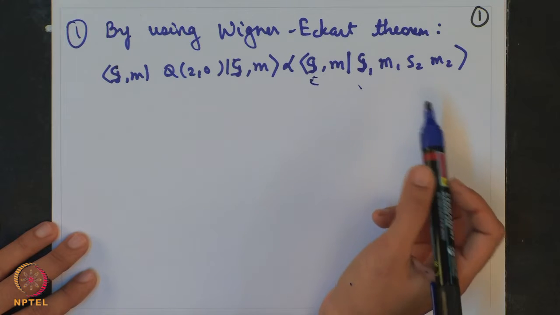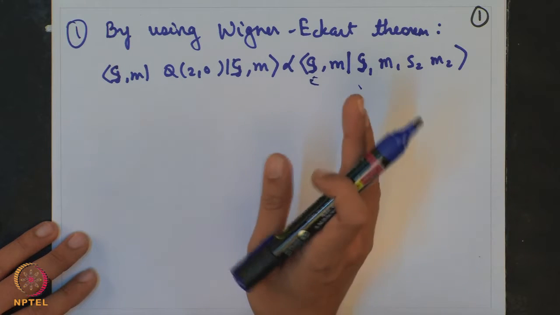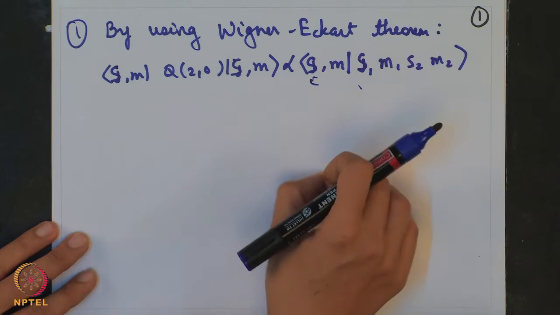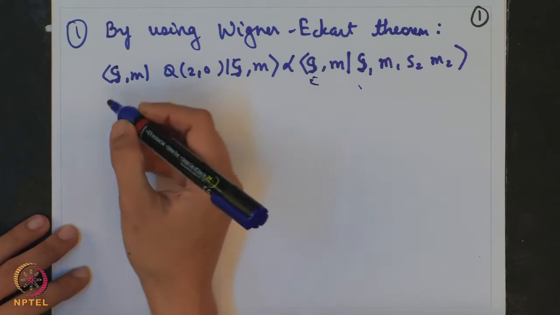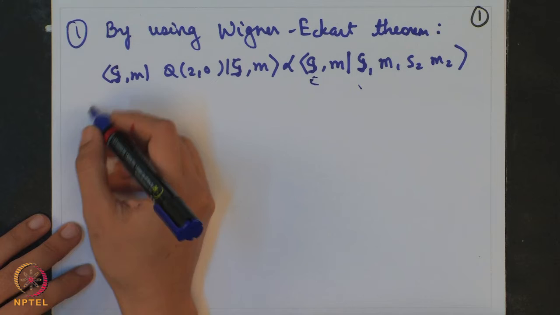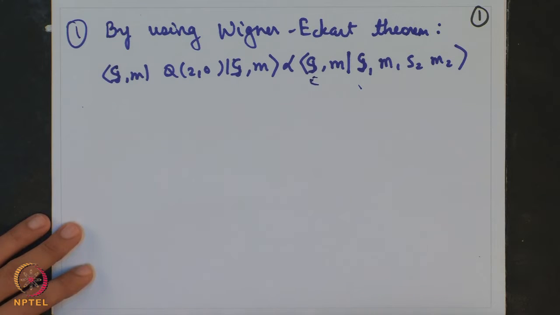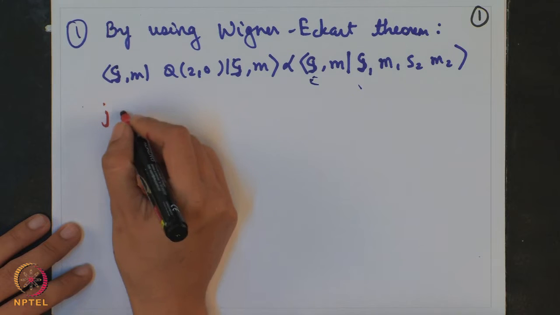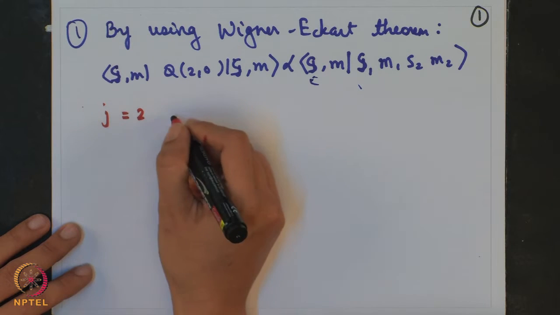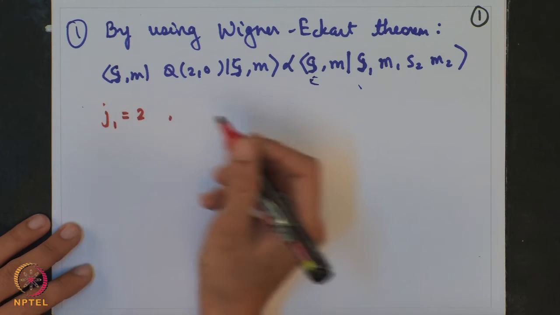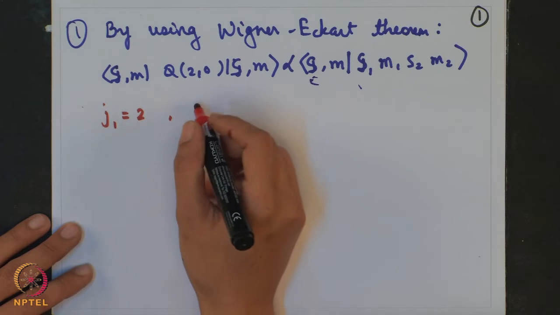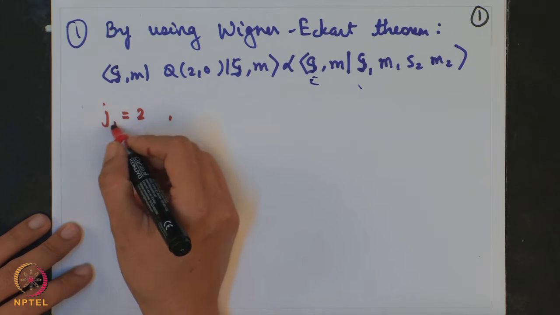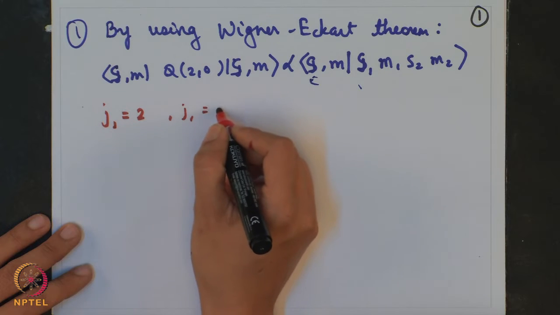I think you might have mastered it by now. If you have done the previous tutorials, then you will be able to simply solve this road map which I am going to give you. So, you will start by writing: we know that J is equal to 2, J1 is equal to 1, and this is given to you.